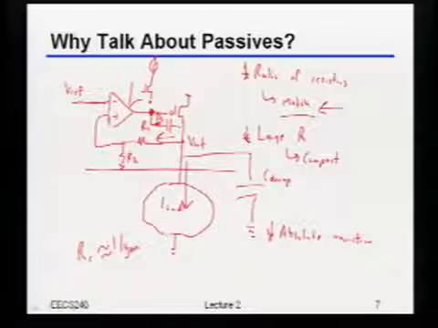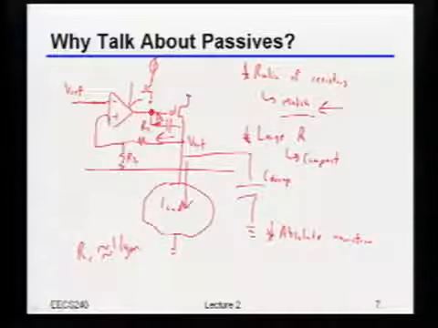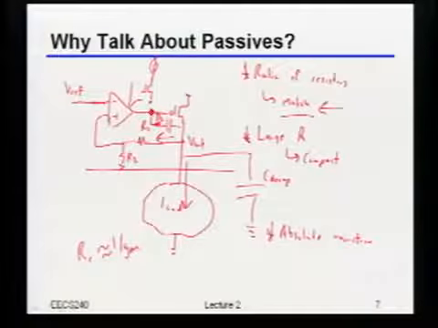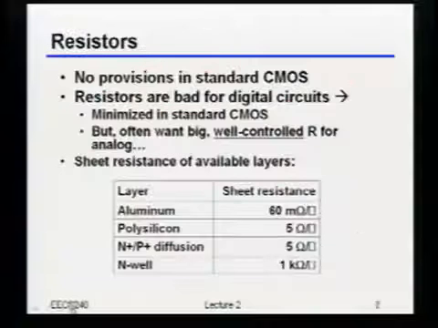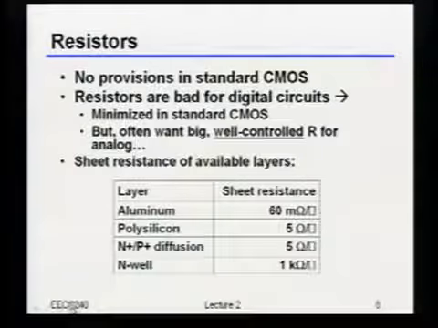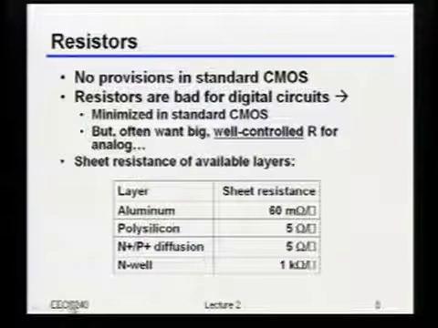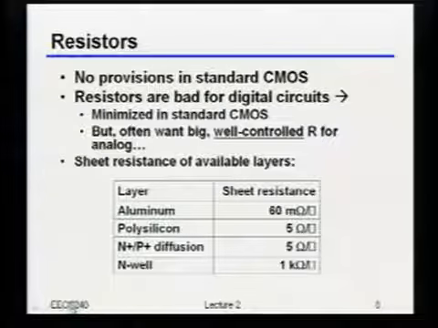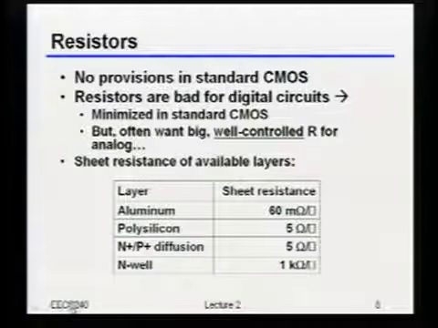Okay? So that's really why we're going to spend some time today talking about how you would actually build these passives. Because in some sense it's the simplest, although it has its own issues, we'll start our discussion about passives with resistors. We'll move on to talk a little about capacitors, and then we'll just really briefly touch on inductors. So let's just get started with resistors.